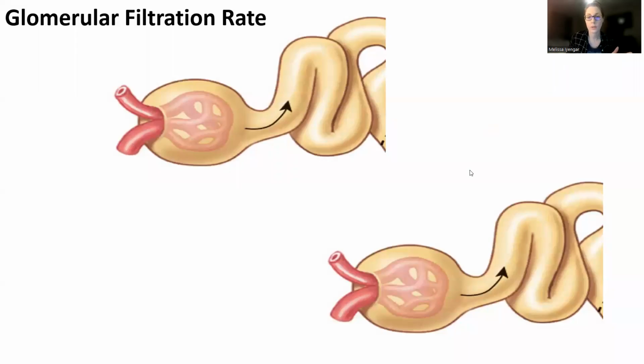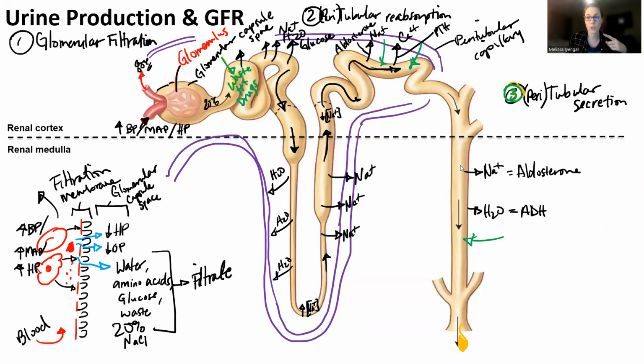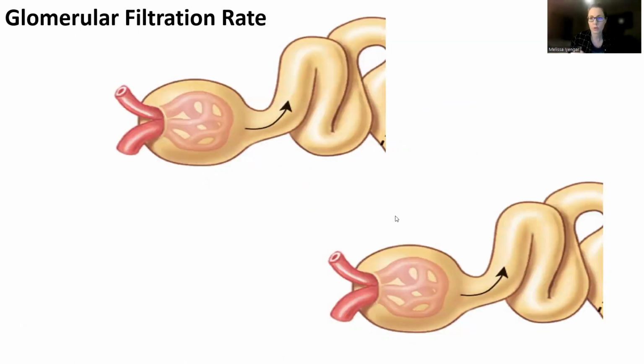Okay, so last time we looked at the whole overall production of urine. Glomerular filtration is the first part of urine production, okay? Glomerular filtration rate is essentially the amount of filtrate that you create in a minute. You want glomerular filtration rate to remain consistent.